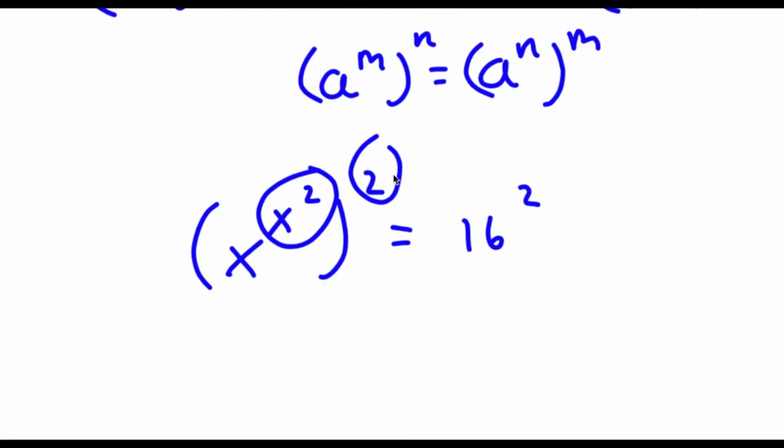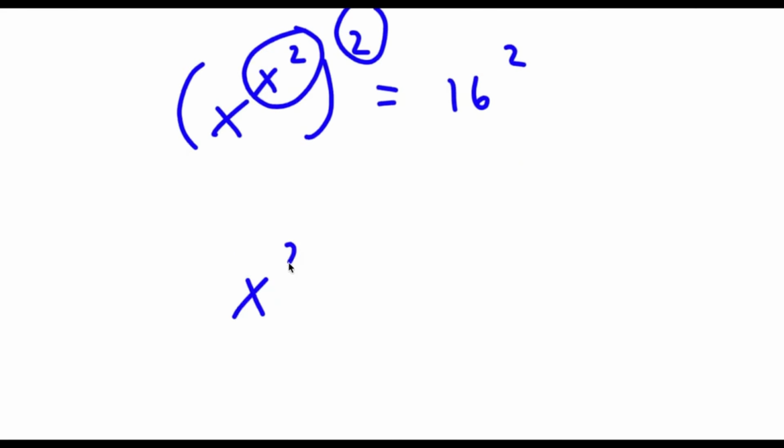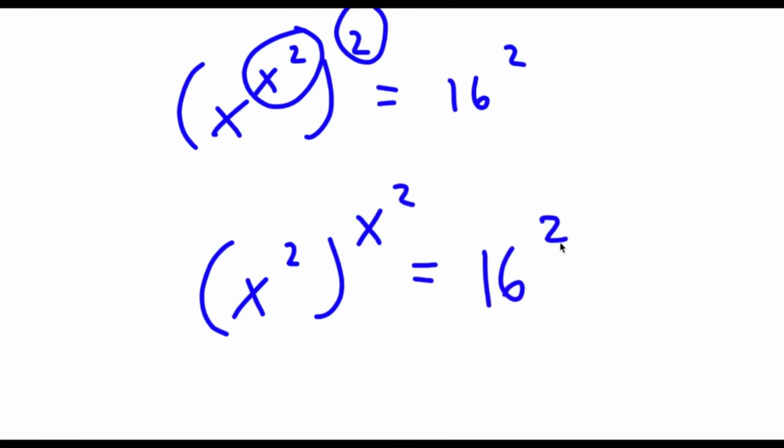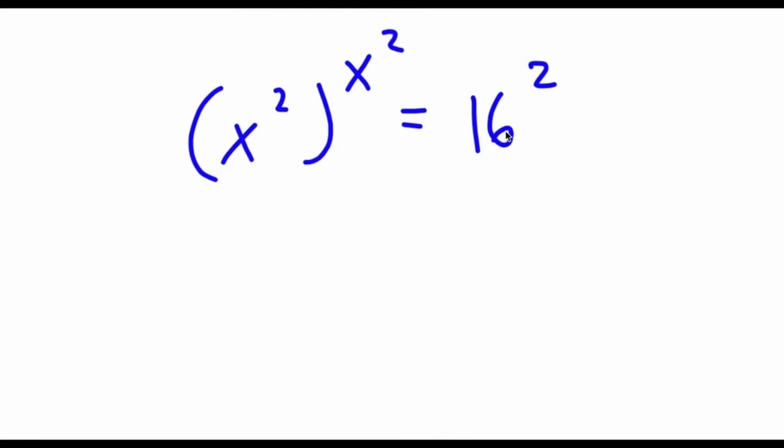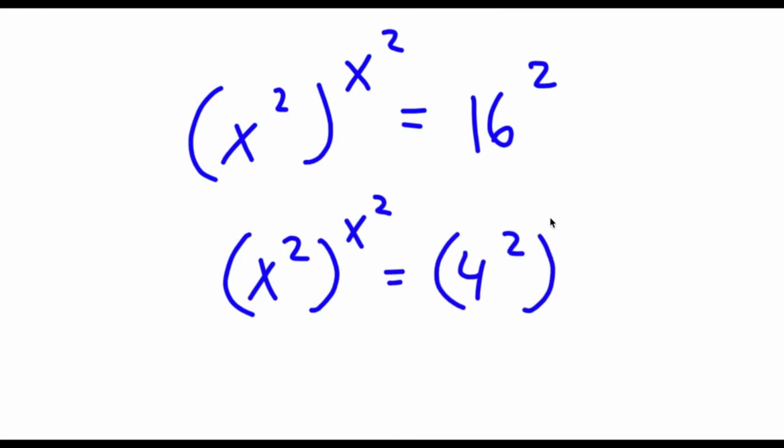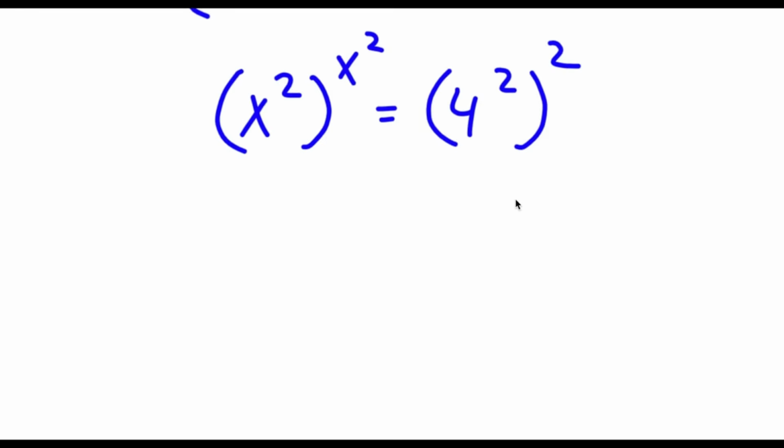So now we can switch these two places. So now we have x to the power of 2 to the power of x to the power of 2 is equal to 16 to the power of 2. Now, 16 is the same thing as 4 to the power of 2. So now I have x to the power of 2 to the power of x to the power of 2 is equal to 4 to the power of 2 to the power of 2.